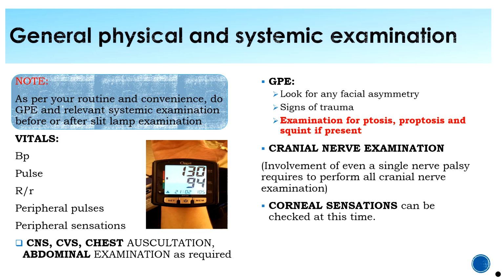Also perform cranial nerve examination if you find even a single nerve palsy. Cornea sensations, better to check at this time, or if you like, you can check them on slit lamp also. Then you have to perform the relevant CNS, CVS, chest auscultation and abdominal examination as required.